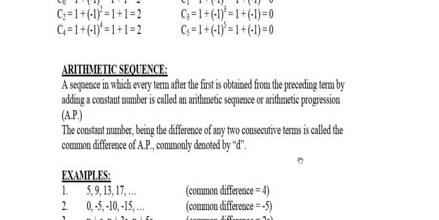Arithmetic sequence is also called arithmetic progression. What is an arithmetic sequence? A sequence in which every term after the first is obtained from the preceding term by adding a constant number is called an arithmetic sequence or arithmetic progression. The constant number, being the difference of any two consecutive terms, is called the common difference of the arithmetic progression, and commonly it is denoted by a small d.